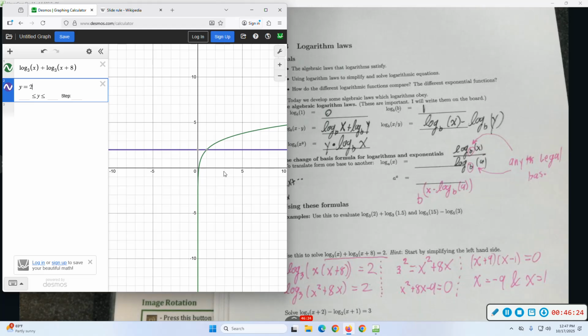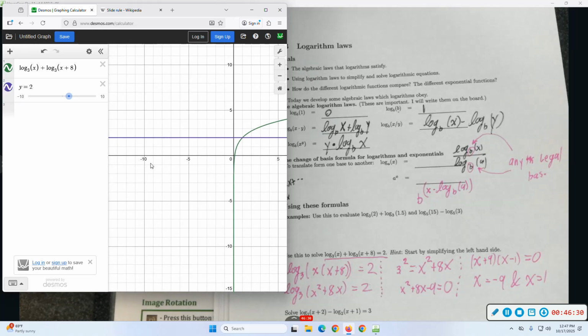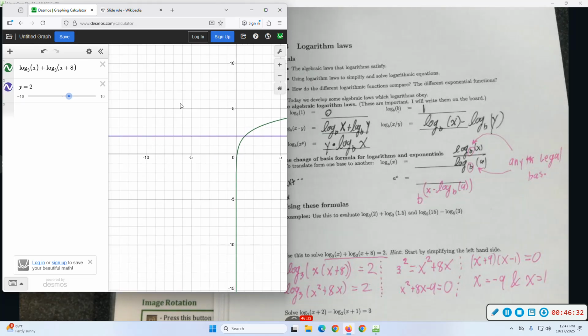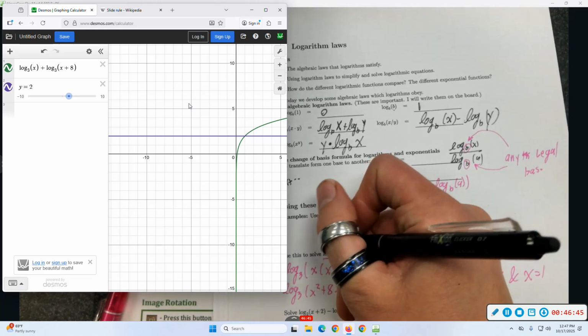How many solutions does this look like it has? Just the one. It looks like it's at 1, so x equals 1 looks okay. And explicitly, there's nothing at x equals 9. So here's the point. Whenever you solve an equation using these logarithm laws, you do algebra. Whenever you do algebra, you might change the domain. And in fact, let's see that we did change the domain.